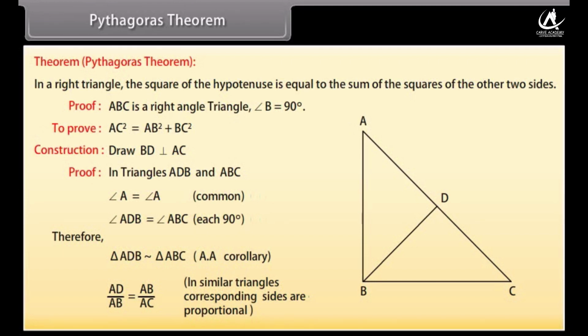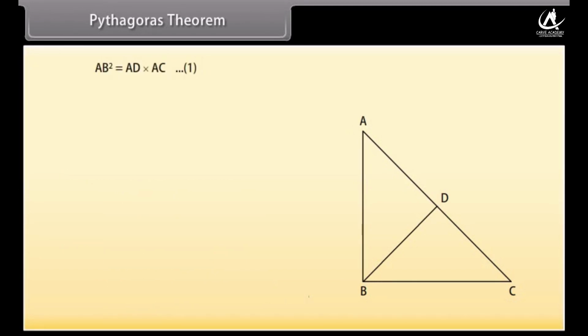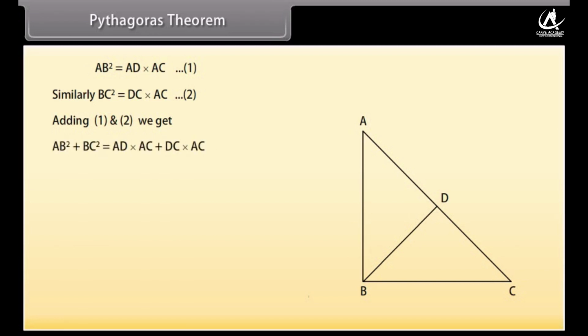Or we can write it as AB square equals AD into AC. Mark it as 1. Similarly, BC square equals DC into AC. Mark it as 2. By adding 1 and 2 we get AB square plus BC square equals AD into AC plus DC into AC, which equals AC into AD plus DC, which is AC into AC, AC square. Therefore, AB square plus BC square equals AC square. Hence proved.